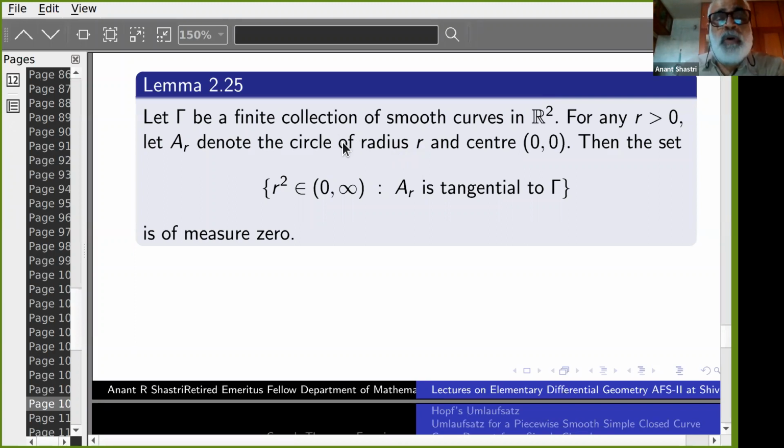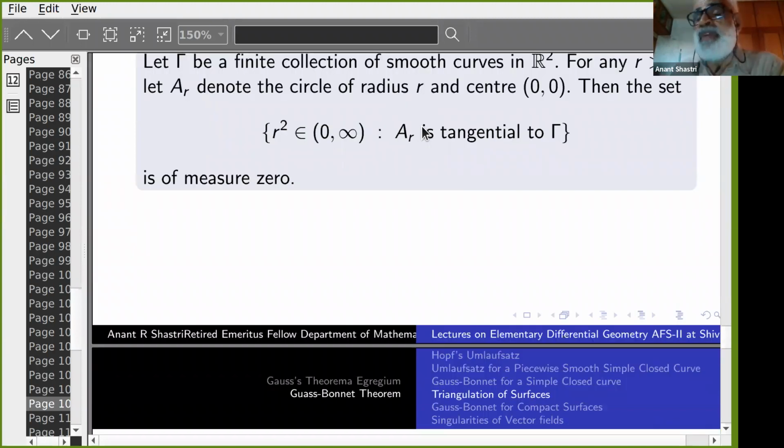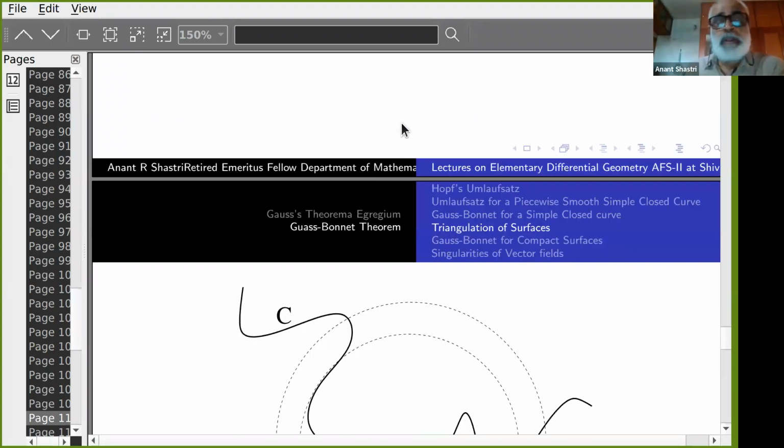Right? Therefore, this lemma will be proved if you prove it assuming that gamma is one single curve instead of several curves. Finitely many, of course. In fact, countably many you can also take.